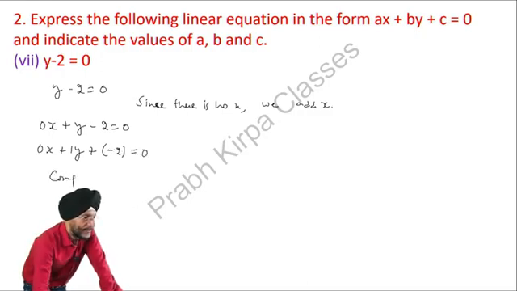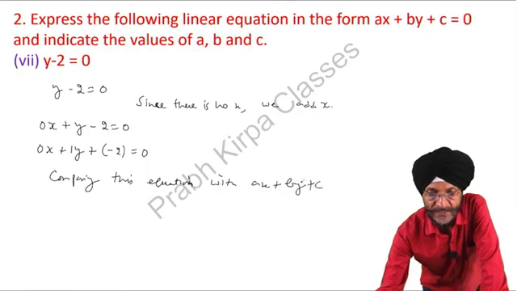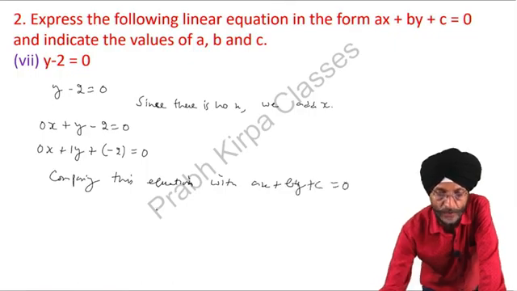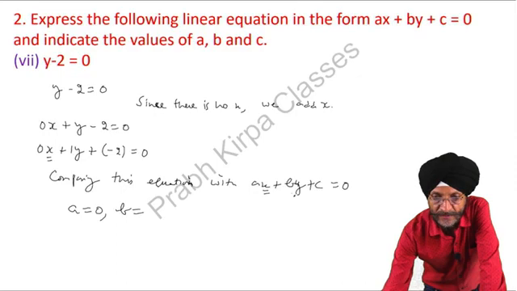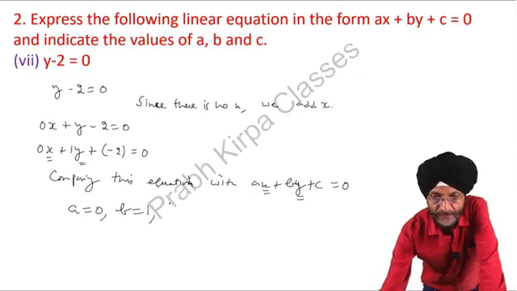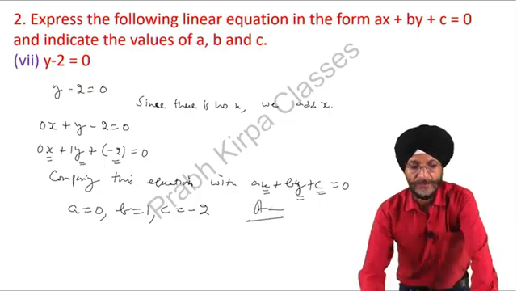Now, comparing this equation with ax plus by plus c is equal to 0. This is x, this is x. What is the value of a? It is 0. Next b, y is here, y is here. What is the value of b? It is 1. What is the value of c? It is here. C is equal to minus 2. So we have solved this question.